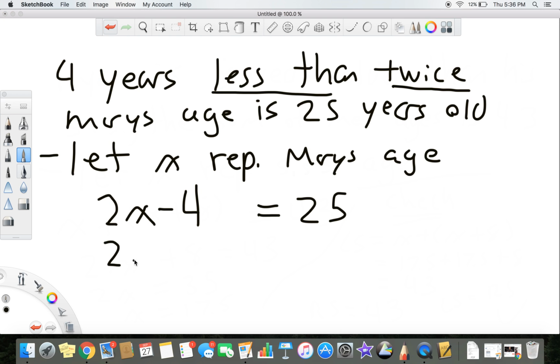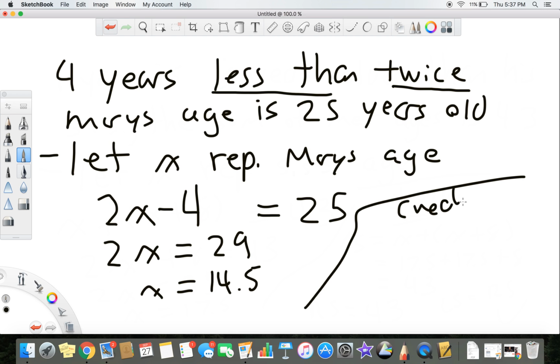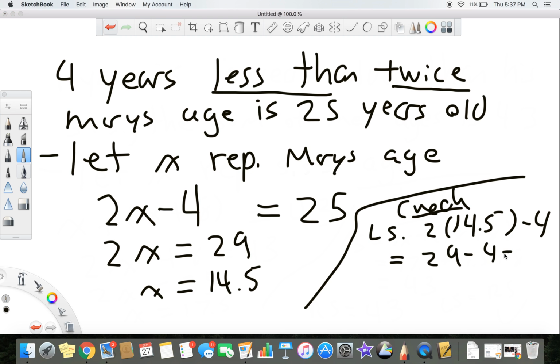So let's figure it out. So let's get rid of the 4. So 2x is equal to, we add 4 on both sides, 29. Divide both sides by 2. Well, that's going to be 14 and a half. So we'll check that. Make sure we're right. Left side, that's going to be 2 times x, which is 14.5, minus 4. Okay, that's going to equal 29 minus 4. That's going to equal 25. And what is our right side? 25. Therefore, left side is equal to right side, and we are correct.